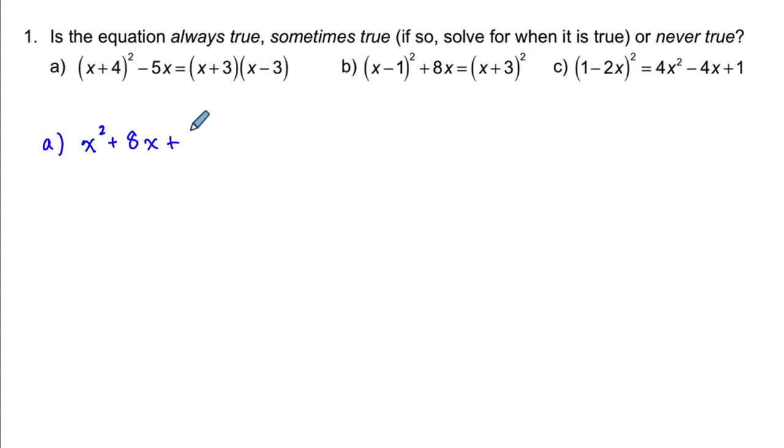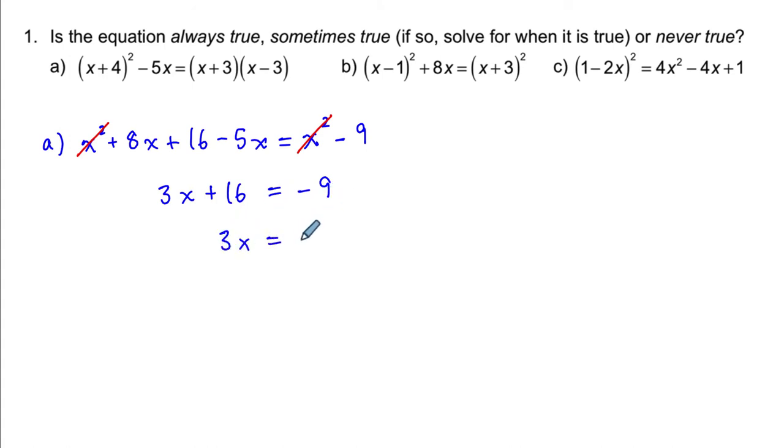We expand the left side, which gives us x squared plus 8x plus 16 minus 5x equals x squared minus 9. Then when we simplify, we notice that we've got an x squared on both sides, so we can subtract x squared from both sides of the equation, and then simplify 8x minus 5x to get 3x plus 16 equal to negative 9. We can continue rearranging and get 3x is equal to negative 9 minus 16, or negative 25, and then we can solve for x, which is negative 25 over 3.